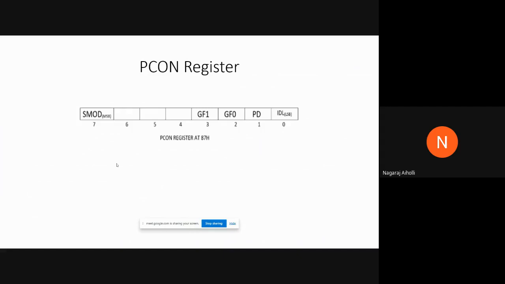Then the next bits, the 6th bit, 5th bit, and 4th bit, are reserved for future use. Then the third bit, GF1, is a general purpose bit.